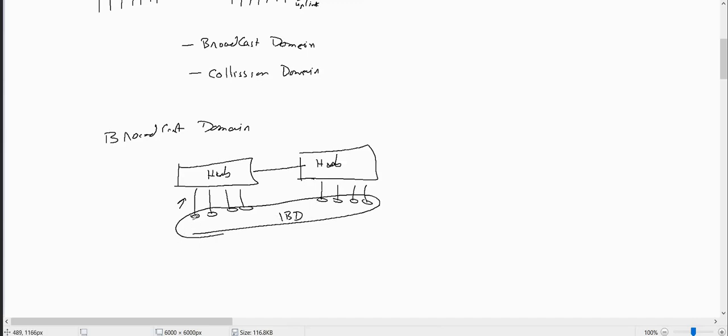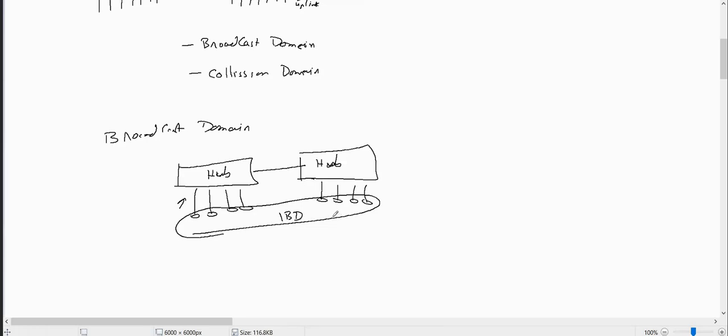In the sense, when one of the systems connected to these hubs sends a broadcast message, all the systems connected to that hub and the cascaded hubs, you may have another 20 hubs, doesn't matter, all of them will receive this broadcast message. First time, second time, every time. So this is a broadcast domain. All the systems connected to the hub are said to be in a single broadcast domain.